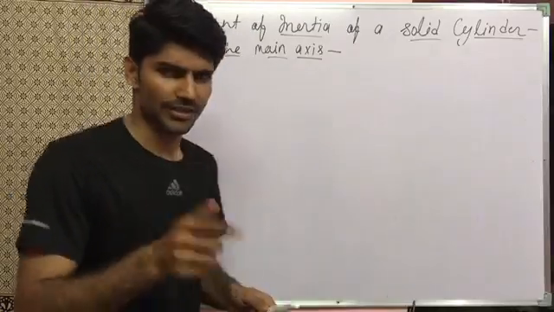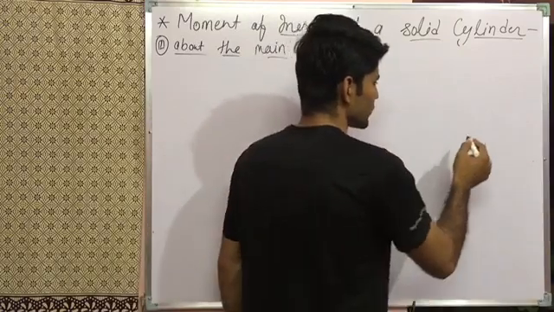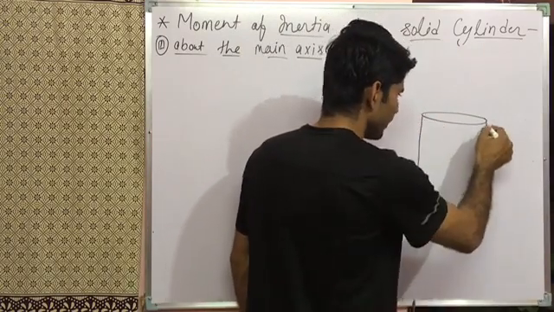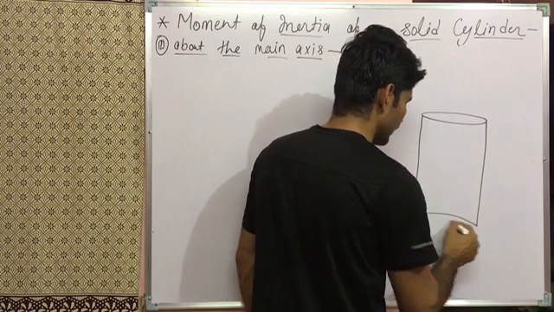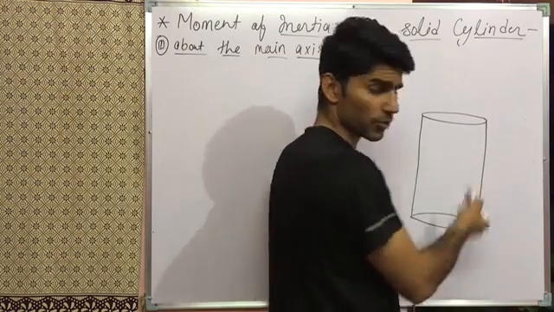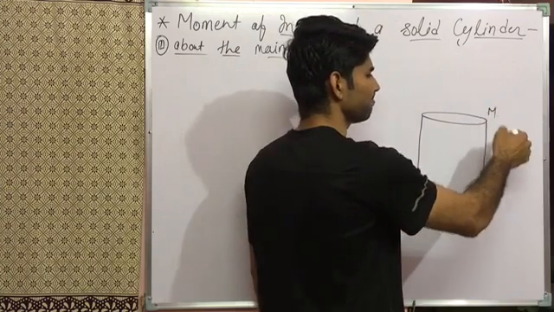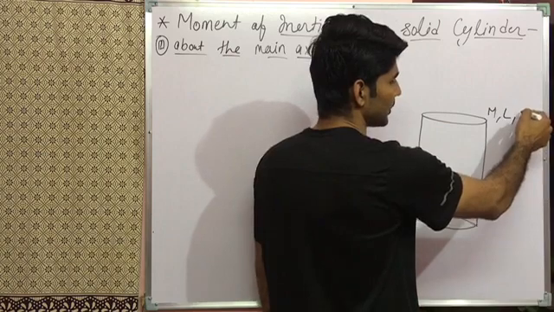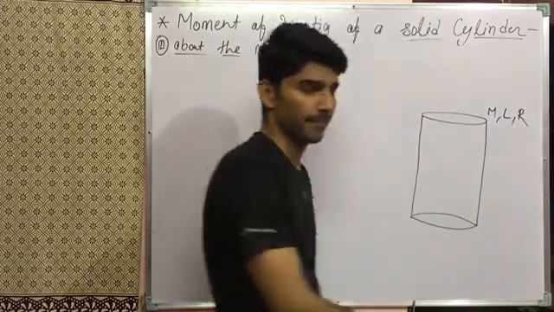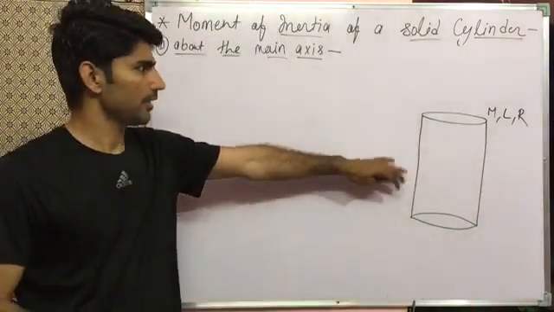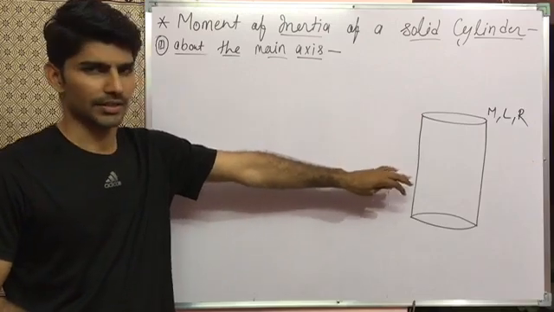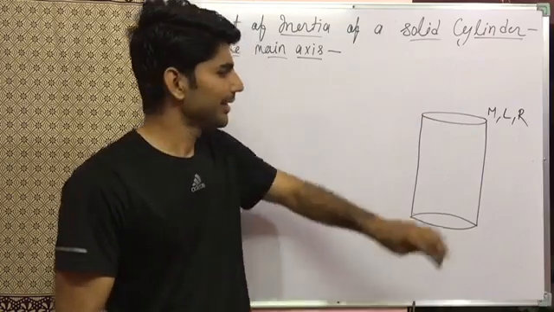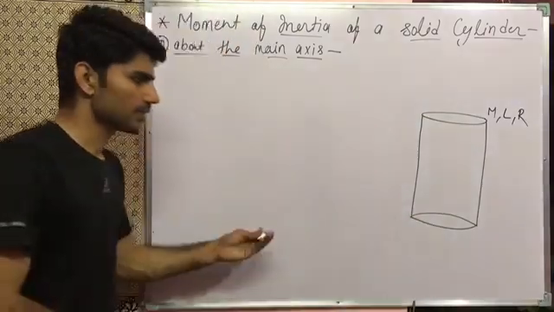So here first I draw the solid cylinder. So this is the cylinder, and we consider the mass of the cylinder is capital M, length of the cylinder is capital L, and radius of the cylinder is capital R. So here this is our cylinder and assume that this is a solid cylinder. That means the mass capital M is distributed continuously in the entire volume of the cylinder.